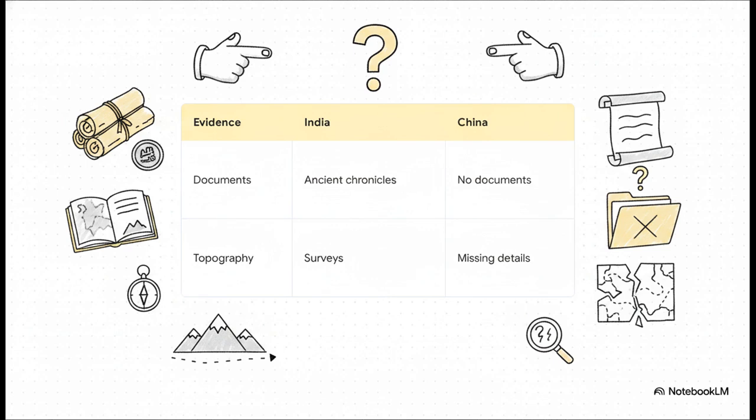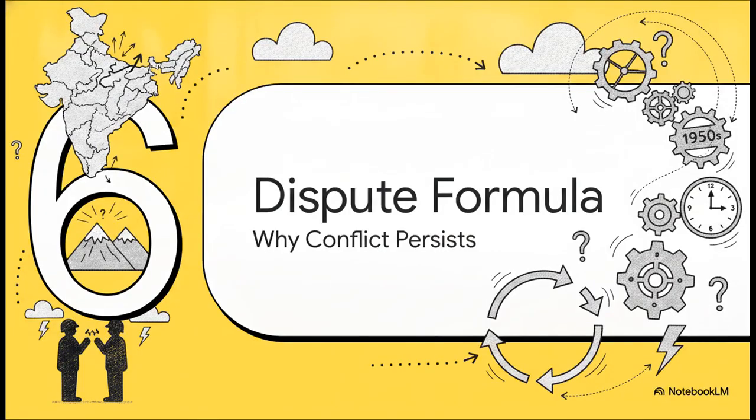Now again, we are just looking at what the 1961 official report states, but it perfectly illustrates why reaching a consensus was pretty much impossible. The evidence pools simply did not match. Finally, Part 6, the boundary dispute formula. Basically, why this conflict just keeps persisting.